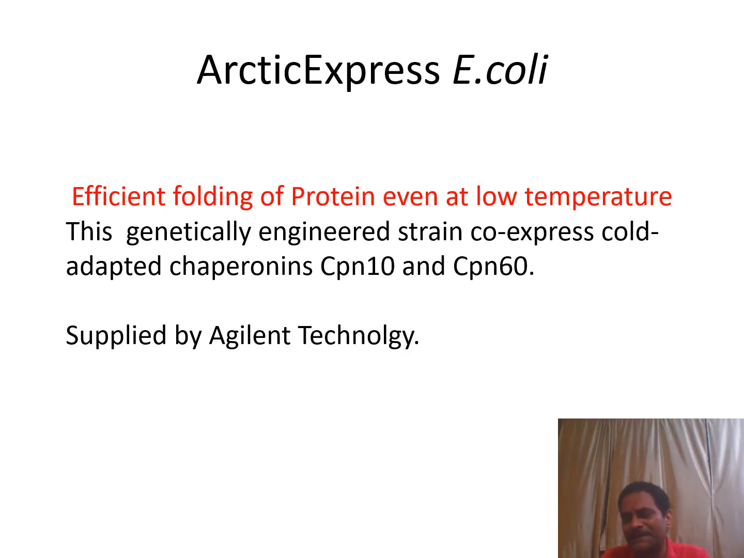Arctic Express E. coli. Sometimes people try to reduce the culture temperature of E. coli in which you have added a recombinant vector. The purpose, or you can say the motto, of reducing temperature is to decrease the production of your recombinant protein, so that chaperone proteins present in that E. coli will take care of folding of your protein also, so that your protein will not form inclusion bodies. But sometimes people have observed that when you reduce the temperature of E. coli, their chaperone activity also gets reduced.